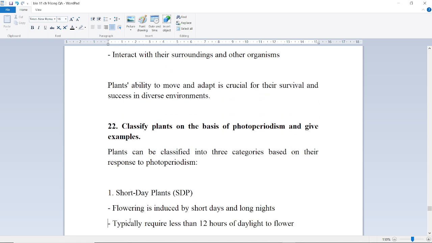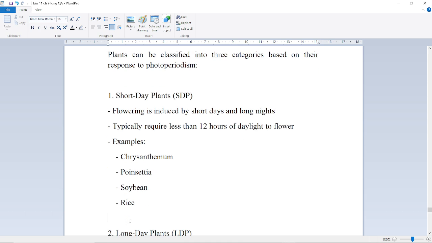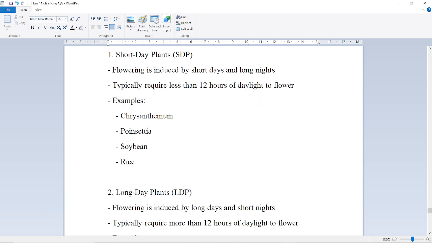Next question is, classify plants on the basis of photoperiodism and give examples. Plants can be classified into three categories based on their response to photoperiodism. First of all, short day plants. Flowering is induced by short days and long nights, typically requiring less than 12 hours of daylight to flower, for example, chrysanthemum, soybean, rice, etc.